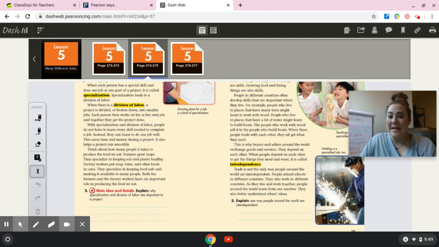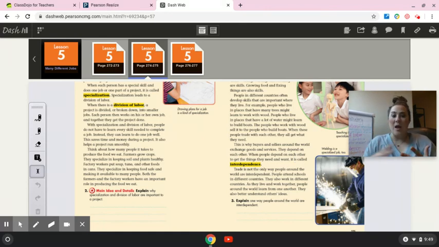When people depend on each other to get the things they need and want, it's called interdependence. Trade is not the only way people around the world are interdependent. People attend schools in different countries. They also work in different countries. As they live and work together, people around the world learn from one another. They also better understand others' ideas.